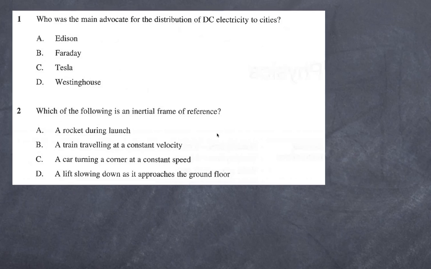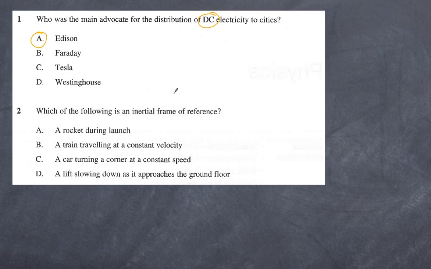So let's get started. The first question is, who was the main advocate for the distribution of DC to cities? Well, the important key term here is DC. In the Battle of the Currents, we had the competition between Westinghouse, with the technical support of Tesla in terms of AC, against Edison for DC. So the answer is A.